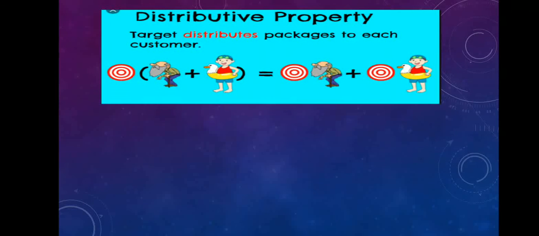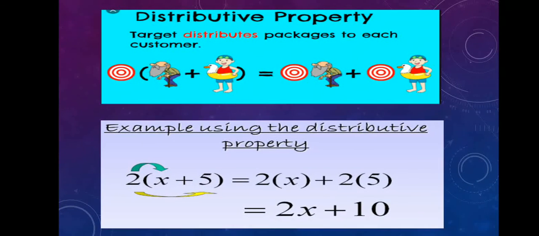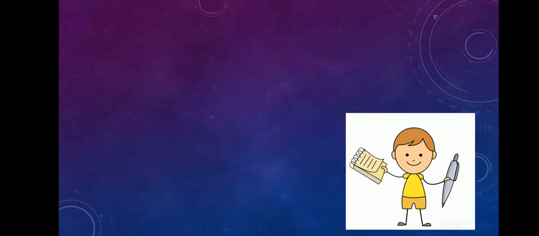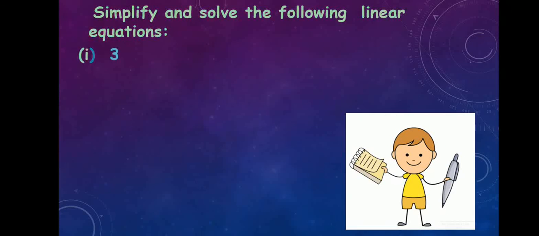Target distributes packages to each customer properly. You can see first it is received by the old man and then it is received by the young boy. So we can easily connect with this property. You can see 2 into x plus 5 is equal to 2 into x plus 2 into 5, which means 2x plus 10. So I'll be applying this distributive property in the next sums as well. Keep your notebooks and your pen ready. You'll be requiring them in the sums.